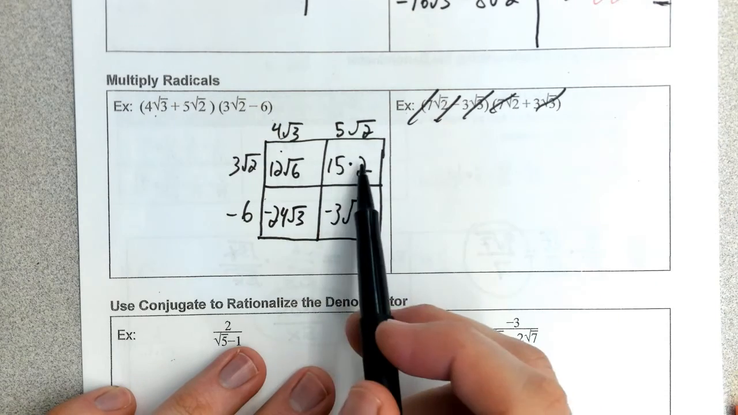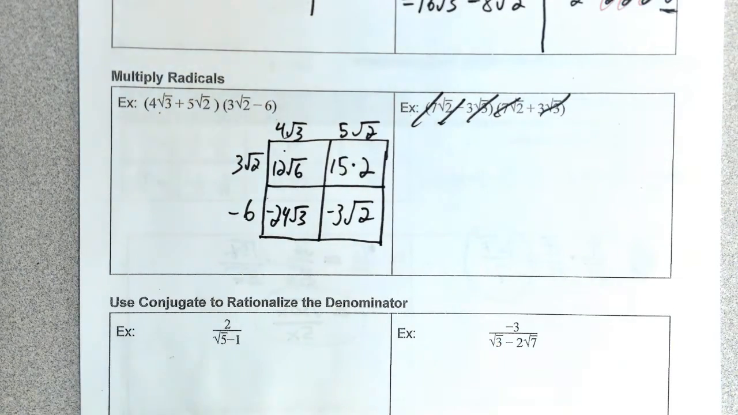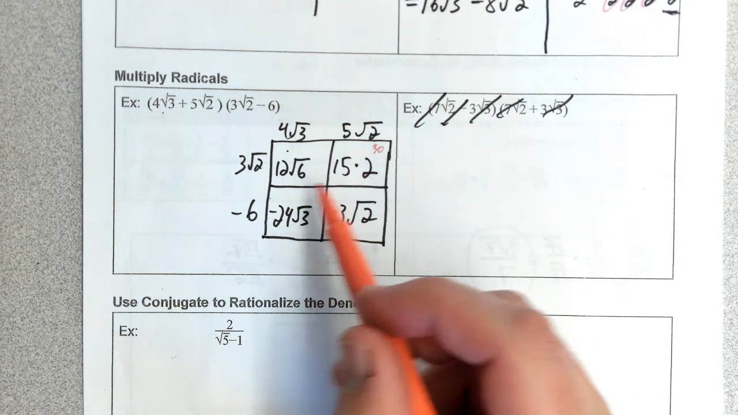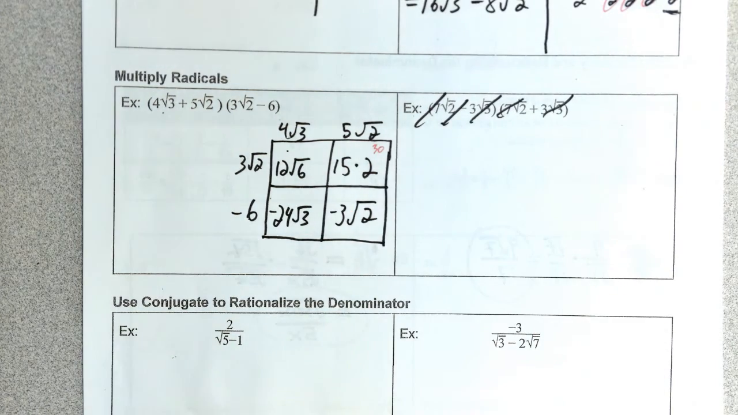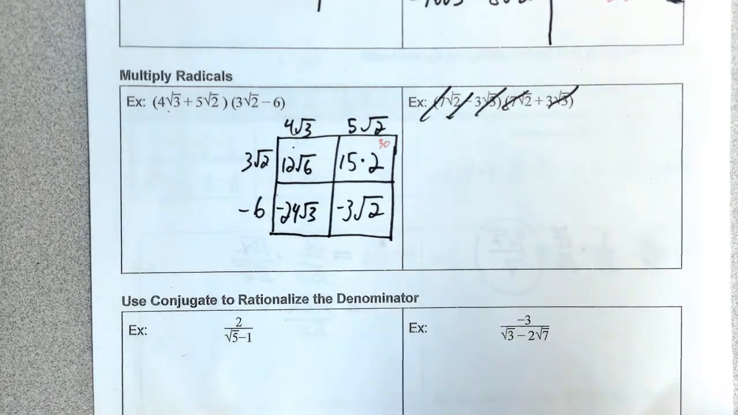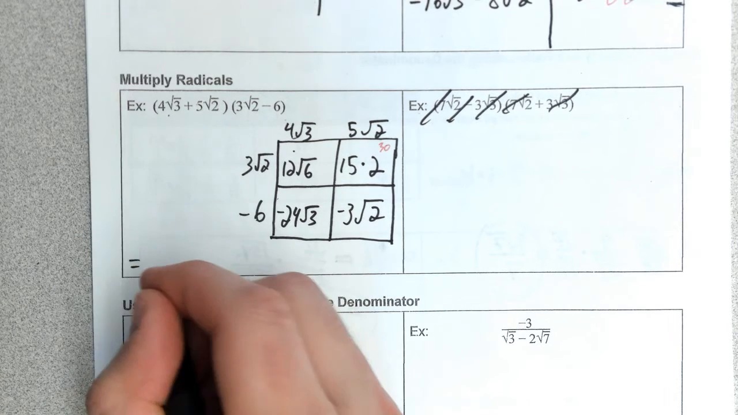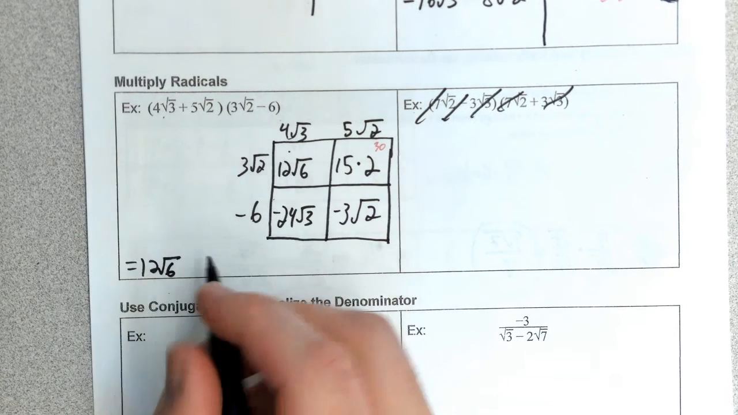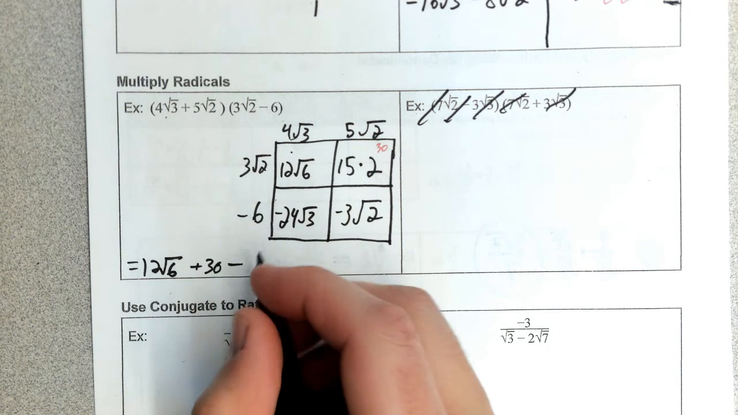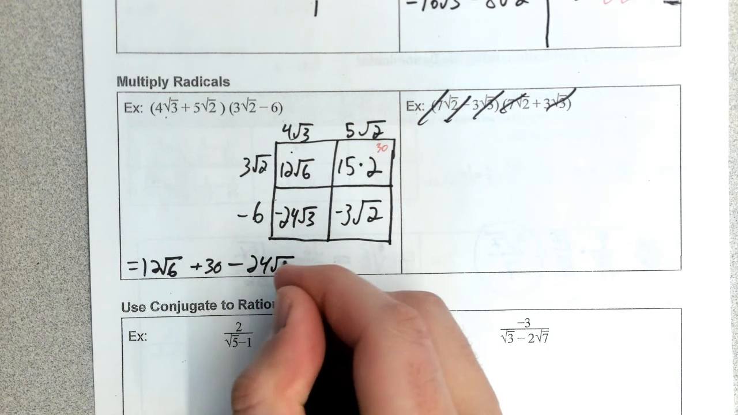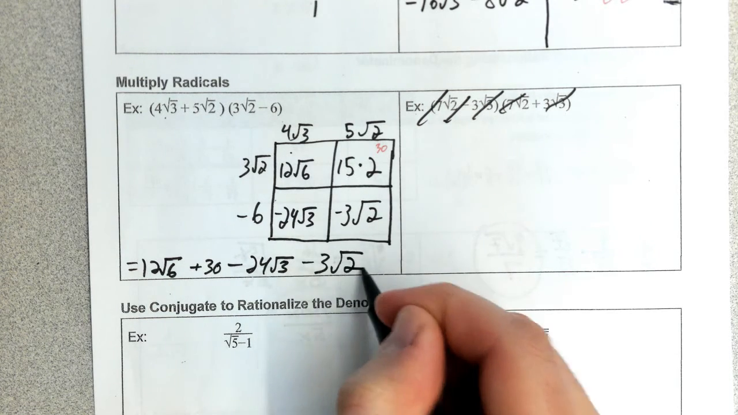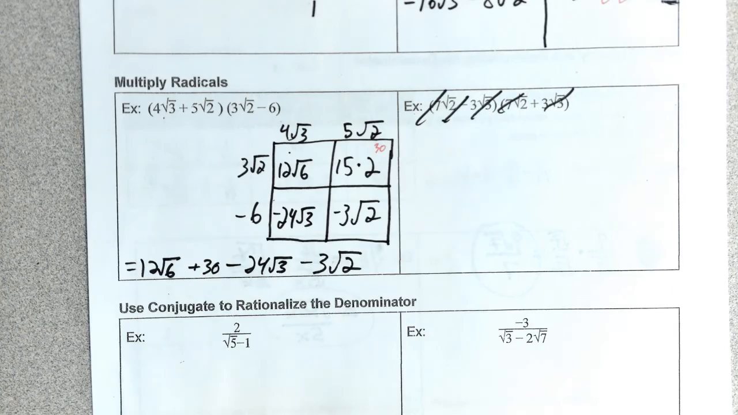Okay. This expression here will end up being just 30. And then none of this other stuff is going to simplify. Since I'll run out of space if I try to write it right here, I'm just going to write the answer below. My answer then is going to be 12 root 6 plus 30 minus 24 root 3 minus 3 root 2. And that's it for that one.